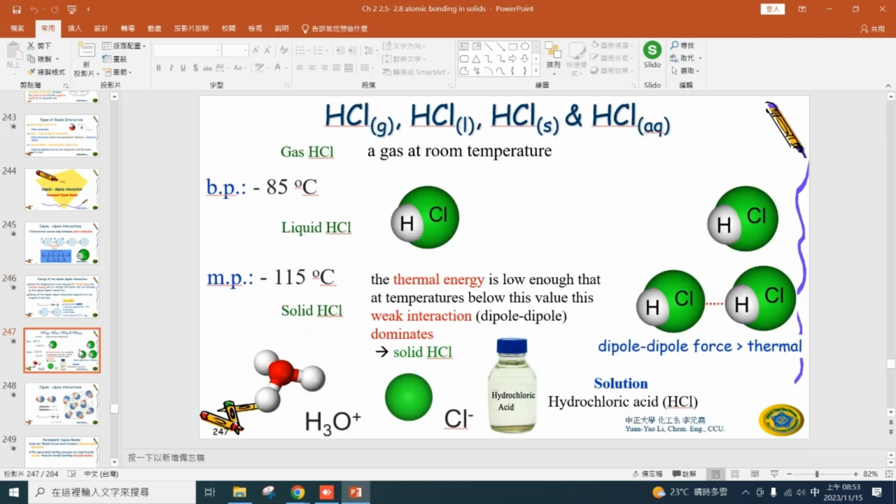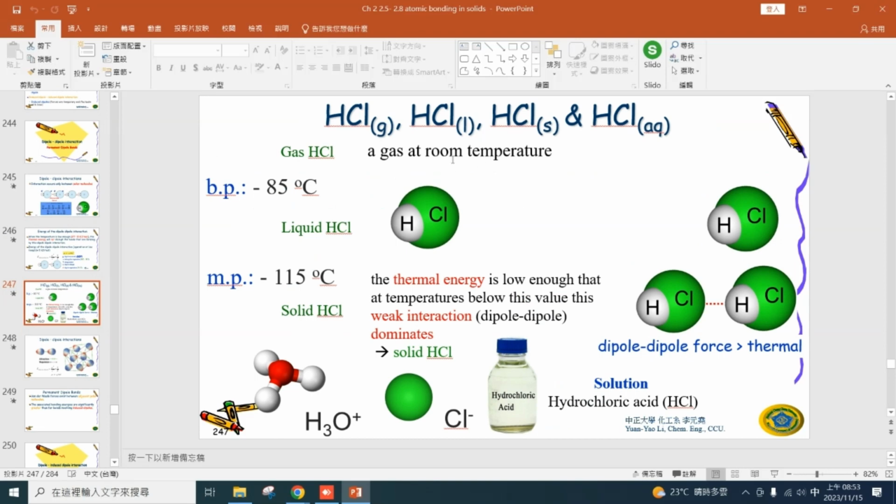And I also gave an example of sodium chloride in the gas phase, sodium chloride in the liquid phase, sodium chloride in the solid phase, and aqueous, what we call the sodium chloride solution, or hydrochloric acid.